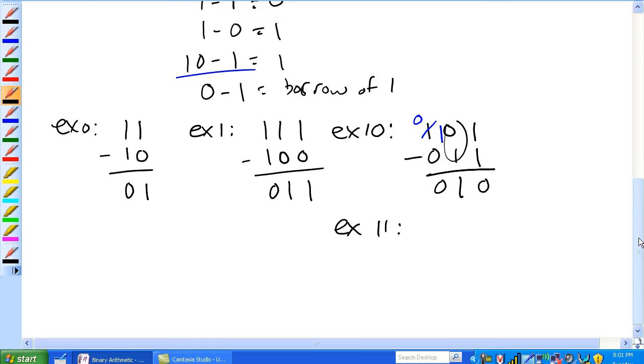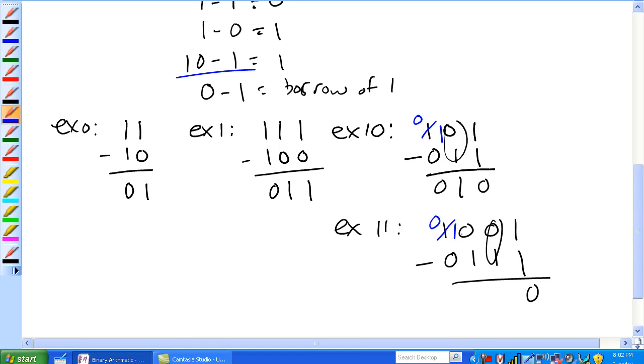Example: let's do 1001 minus 0111. Okay, so 1 minus 1, 0. Uh-oh, we're already in trouble. That's 0 minus 1. So we've got to borrow from this one over here, but there is no 1. So that means we've got to borrow from this one. So that's a 0, and that's a 10. And we're still over in this column. We're looking at this guy right here.